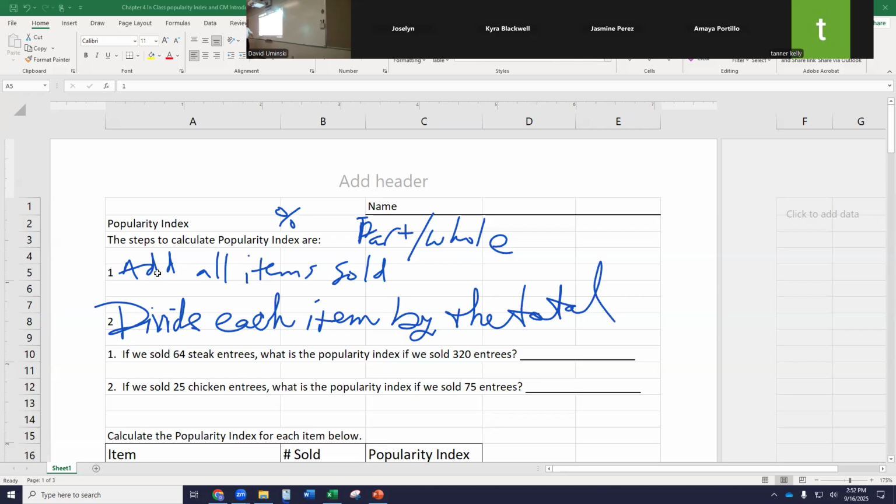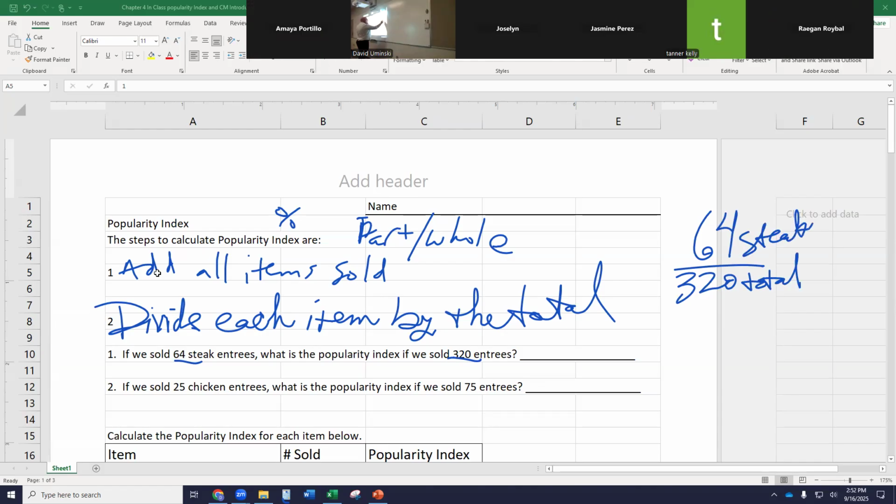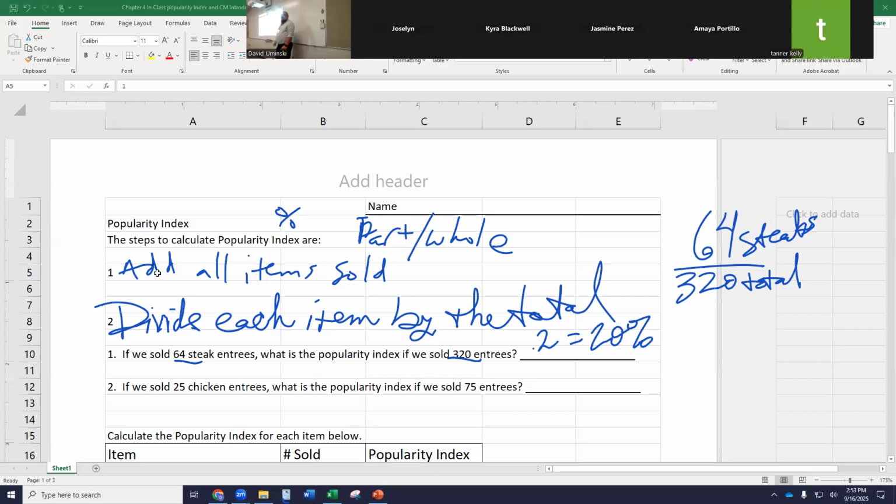Okay? So if we sold 64 steak entrees, what is their popularity index if we sold 320 total? So we start with 64, we sold 64 steaks. The total was 320. So what is our popularity percentage? 64 divided by 320 is 0.2, which we know is 20%. So 20% of my entrees sold that day were steaks. Okay.